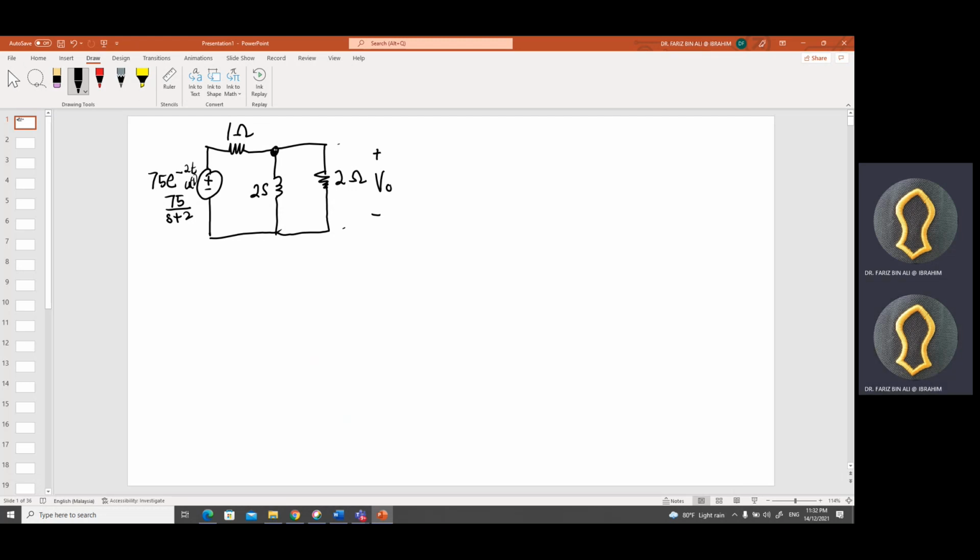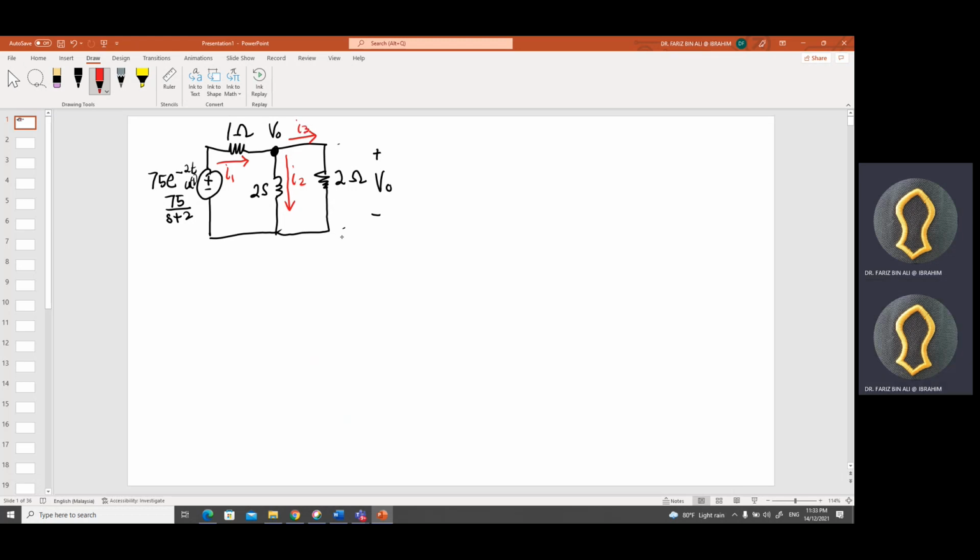Here I have the nodes at this point. Let's say this is V node. And then I must also label all the currents. Let's say this is the current in this branch, I label it as I1. The current here, I label it as I2. And the current to the right here, I label it as I3.